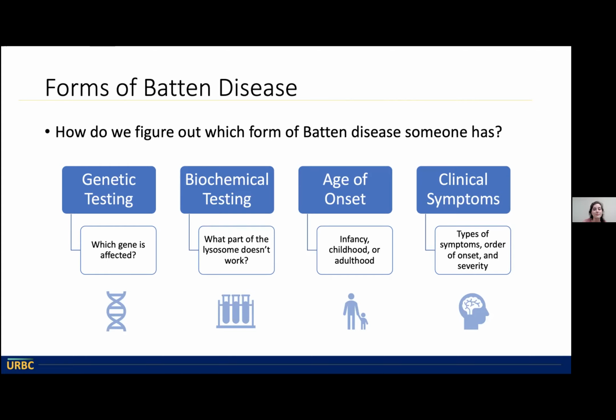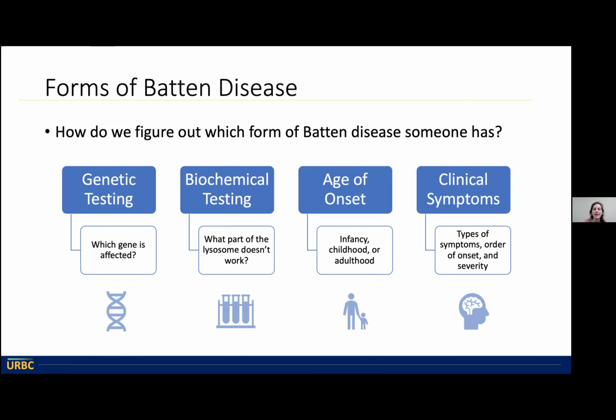The next method is biochemical testing, where we answer the question, what part of the lysosome doesn't work? We can do this by testing enzyme function or by collecting a tissue biopsy, sometimes of the skin or of the eye, and then looking at it under a microscope. The next two pieces of information that are important for making a diagnosis are age of onset and clinical symptoms, since we know that these look a little bit different in different forms of the disease.